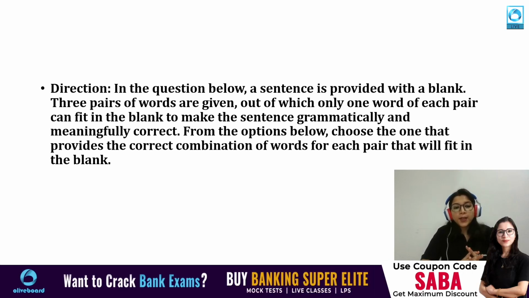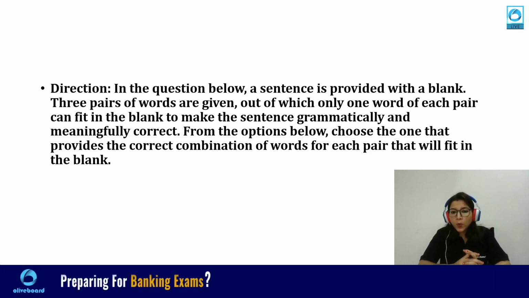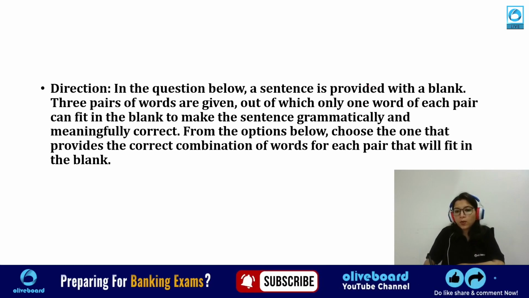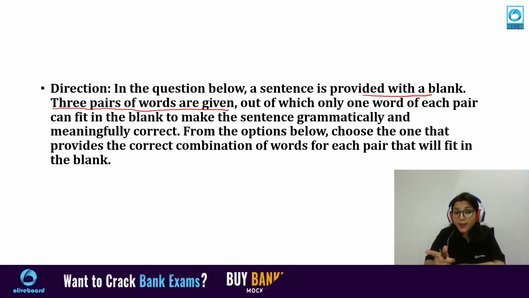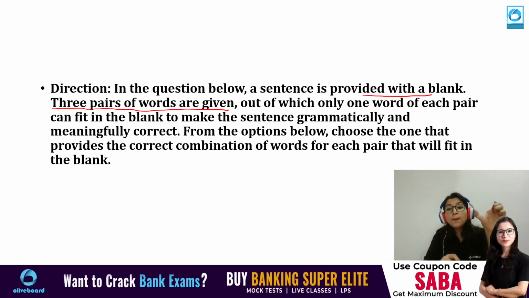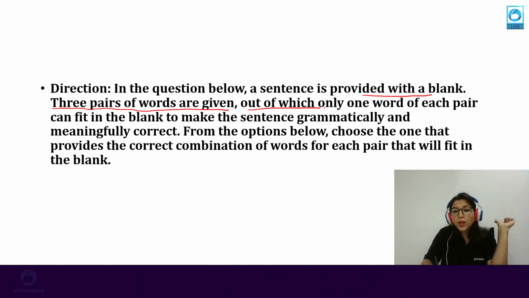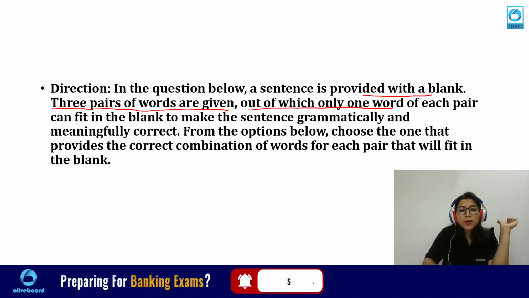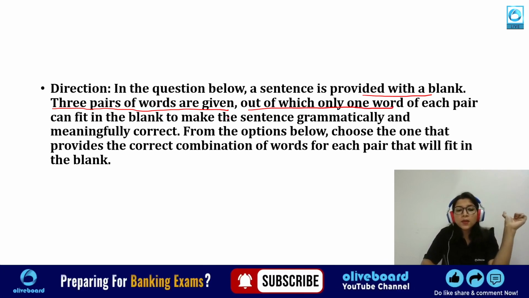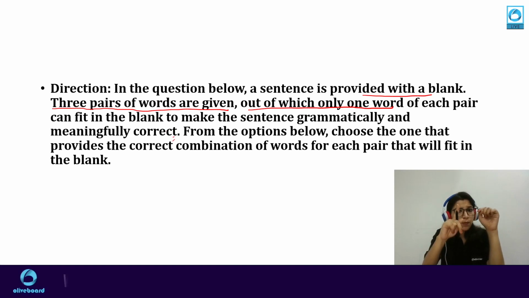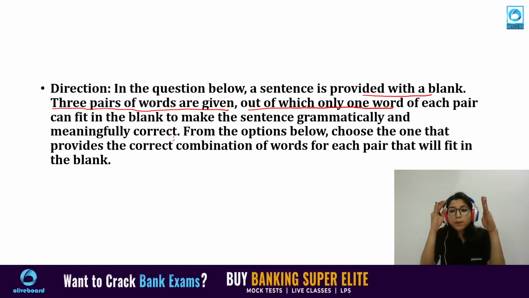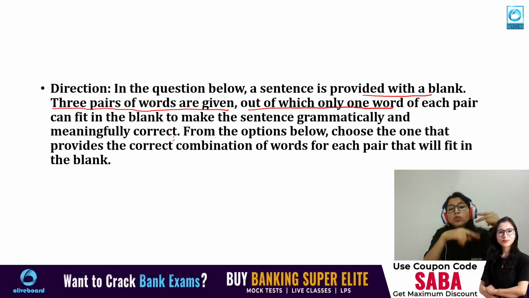Okay. Direction. In the question given below, a sentence is provided with a blank. Okay. There is a blank. Okay. 3 pair of words are given. Now see, direction is again changed. Now here you will get 3 pairs of words. Okay. Out of which only one word of each pair can fit in the blank to make the sentence grammatically and meaningfully correct. Now guys, try to understand. There is a single blank only. But that blank is followed by 3 pairs of words.